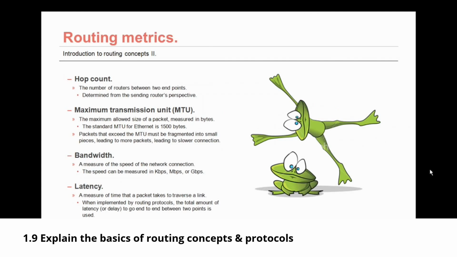The first metric that we're going to discuss is the hop count. The hop count is the number of routers between two endpoints. This is determined from the sending router's perspective.